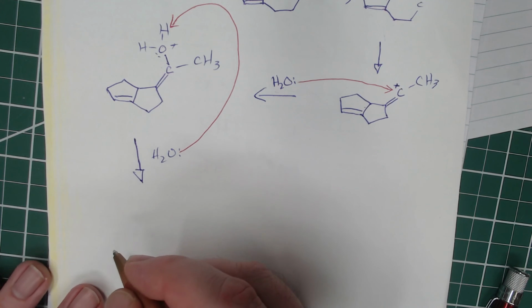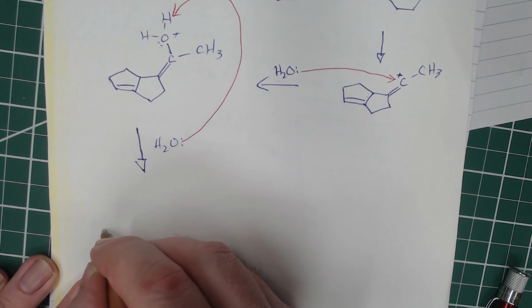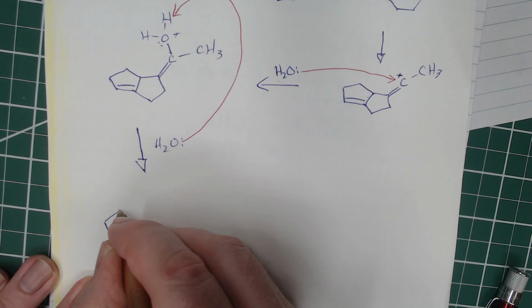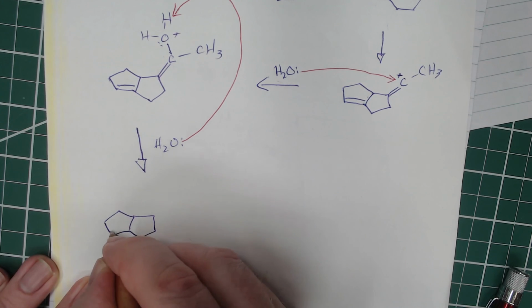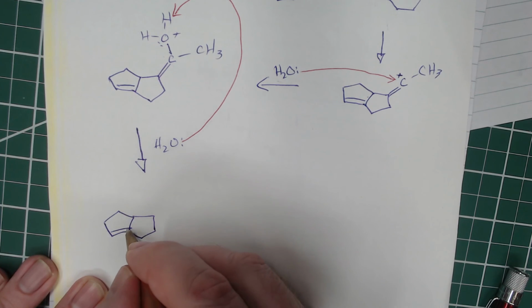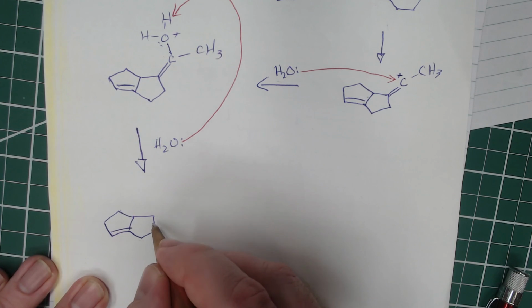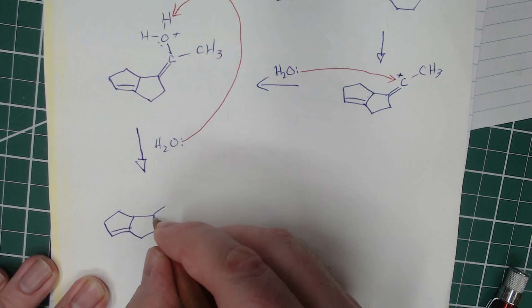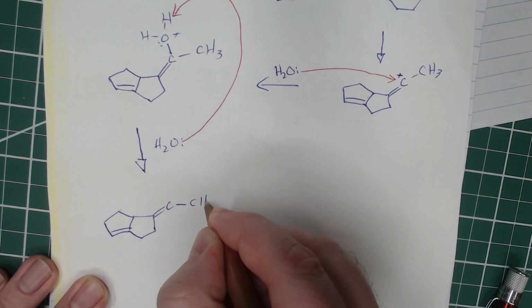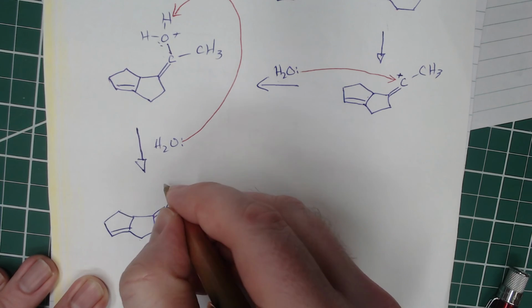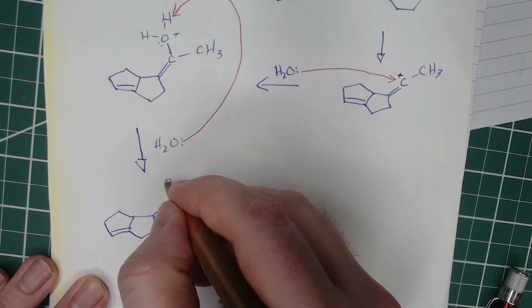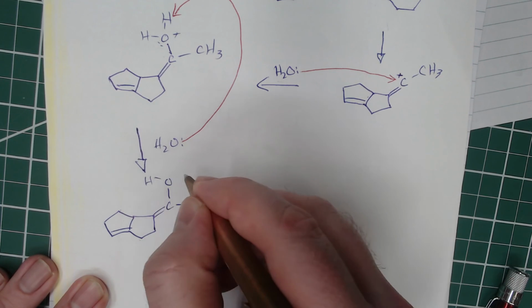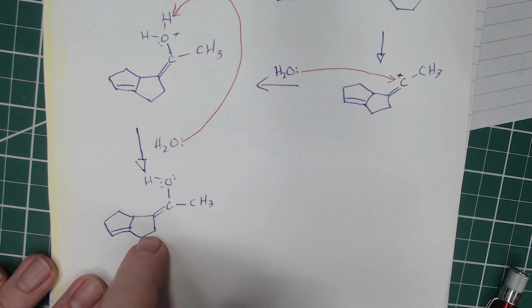All right, carbon 1, 2, 3, 4, 5, 6, 7, 8. We still have that carbon-carbon double bond. CH3OH. And this is an enol. So this is an enol.